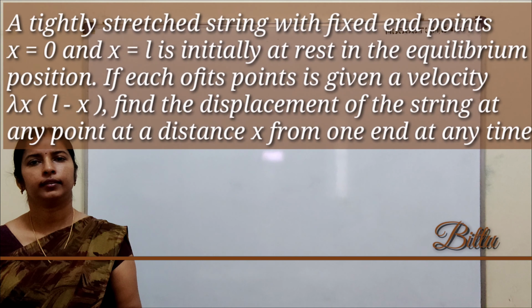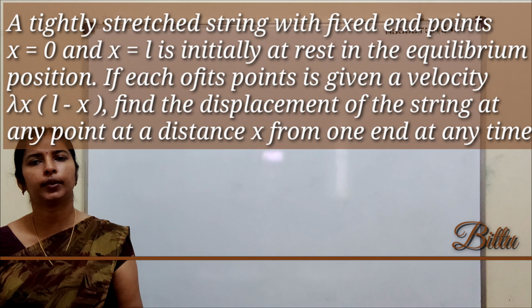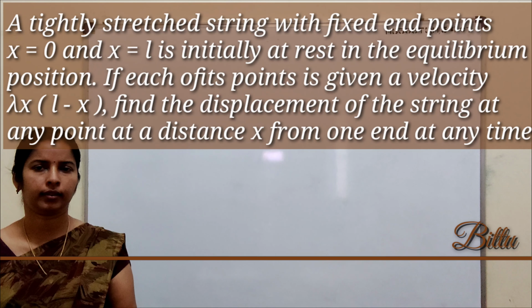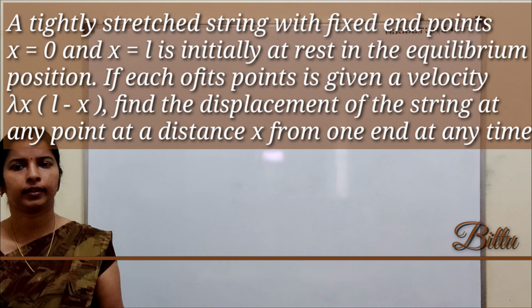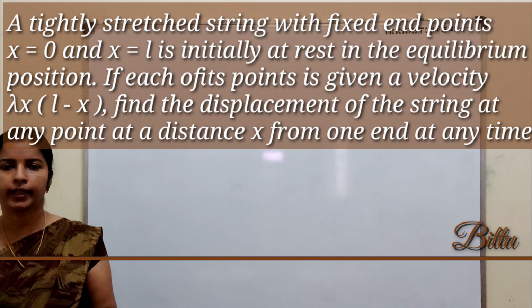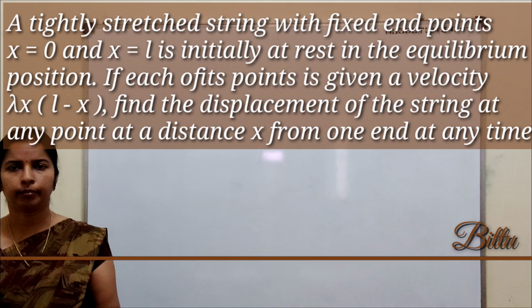Look at the question. A tightly stretched string with the fixed endpoints x equal to 0 and x equal to l is initially at rest in the equilibrium position. If each of its points is given a velocity lambda x into (l minus x), find the displacement of the string at any point at a distance x from one end at any time.